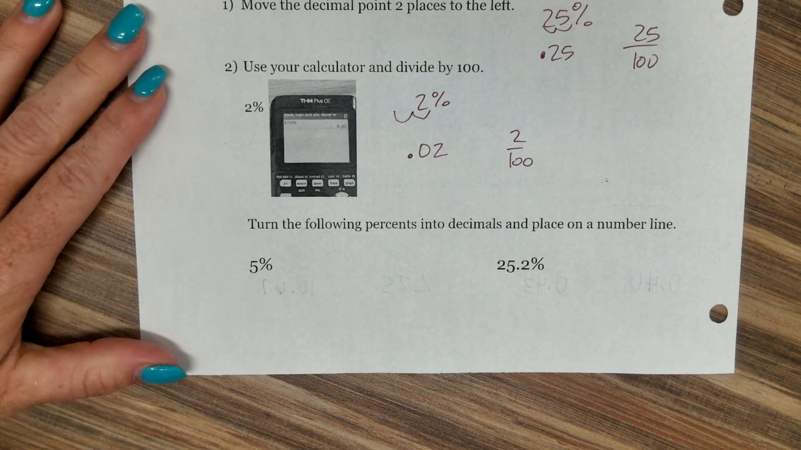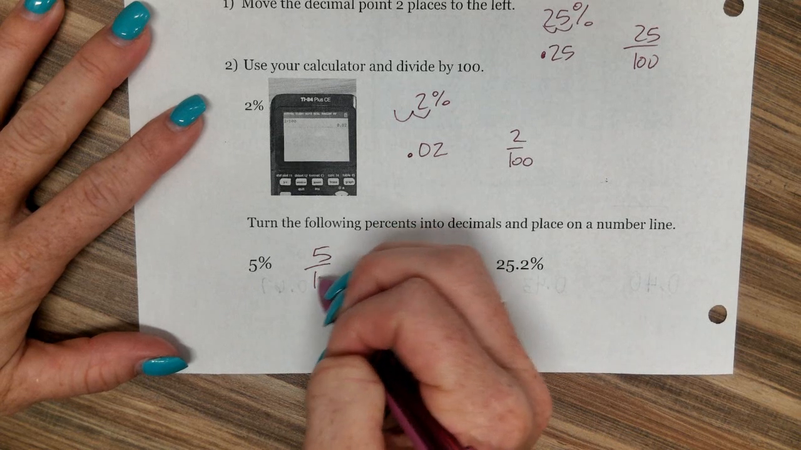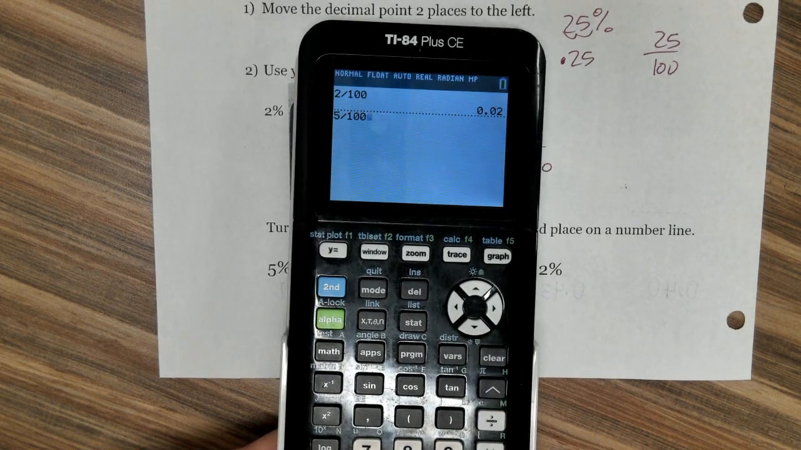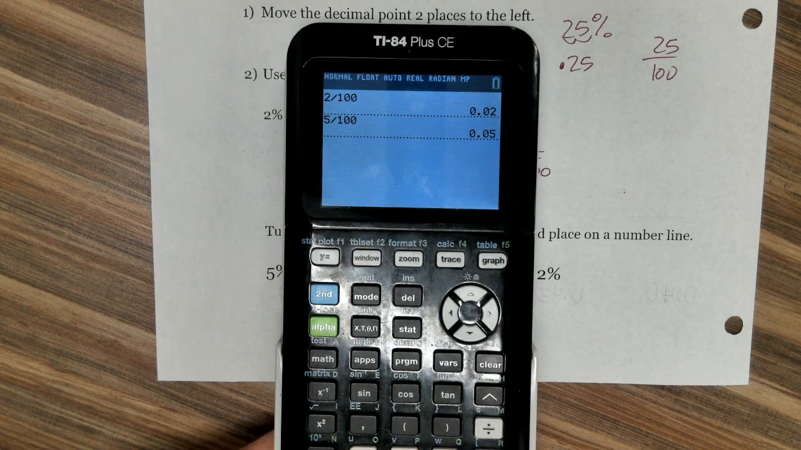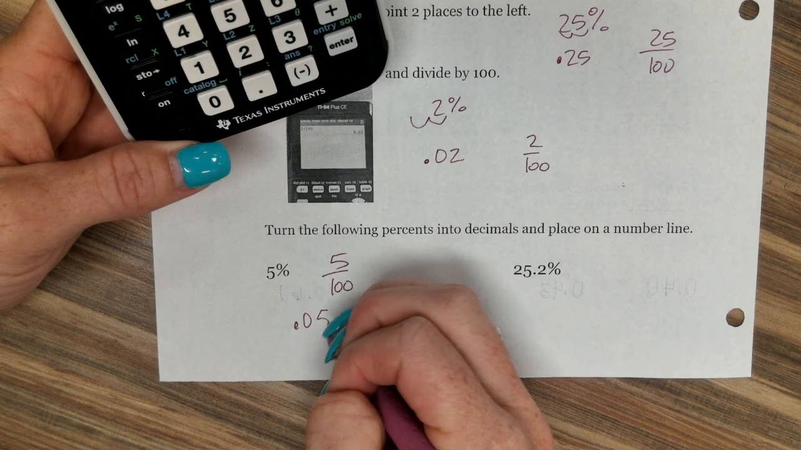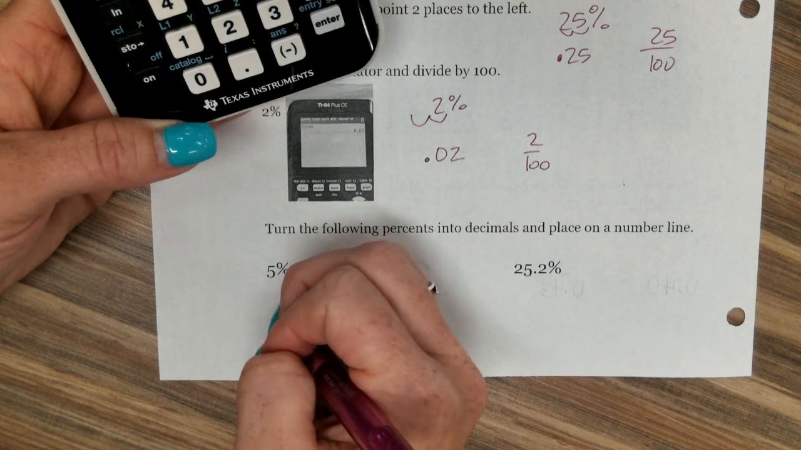Okay, if you did it the calculator way, you would simply take 5 and put it over 100. 5 over 100 is 0.05. How much money is that? 5 pennies, 5 cents. 0.05. What would go in the ones place? If I wanted to, I put a 0.